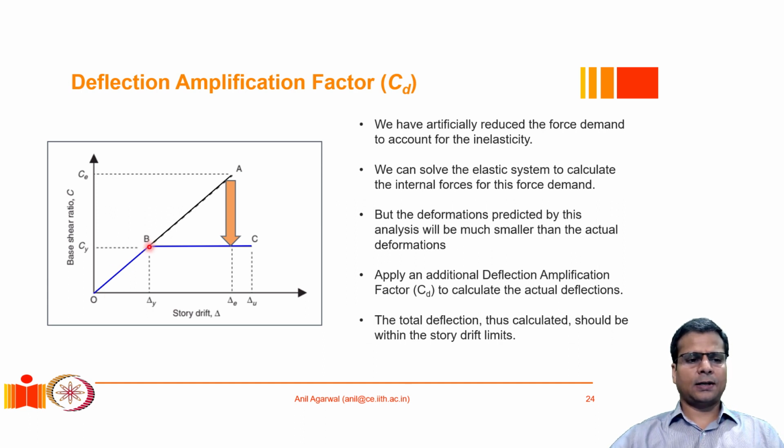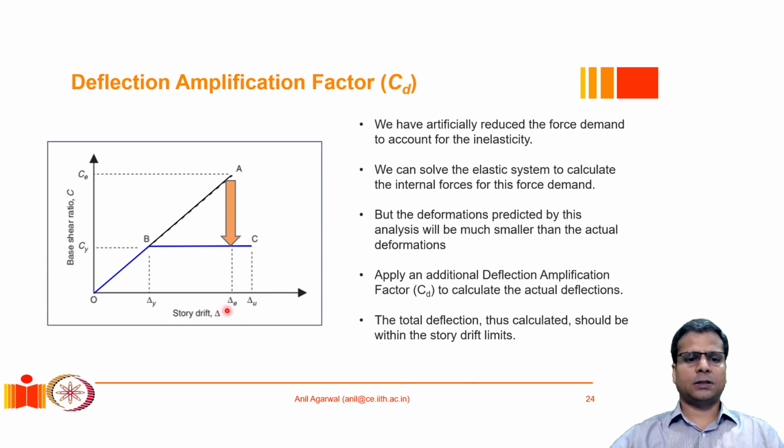However, when we do the linear analysis up to point B, what we actually get is the displacement demand of only delta Y, which is absolutely incorrect, because the actual displacement is likely to be delta U and not delta Y. So if we amplify it back again with the R factor, we will get delta E, which may or may not be exactly the same as delta U. So there is a factor called CD, which can be used to amplify the displacements again to get an accurate estimate of the actual deflections. So that factor is called CD.